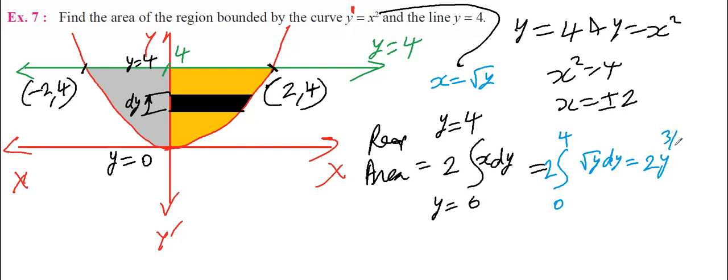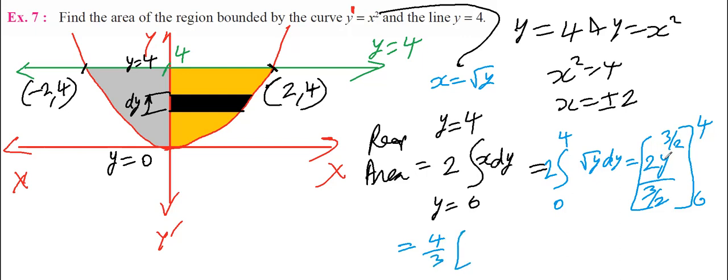It is y to the power of 3 by 2 upon 3 by 2, and then you will put the limit from 0 to 4. Now substitute the value of 4 here. So, let me first take this constant out. 2 to the 4, so this will be 4 by 3, and then substitute the value of y as 4 here. So 4 is 2 square into 3 by 2 minus 0.